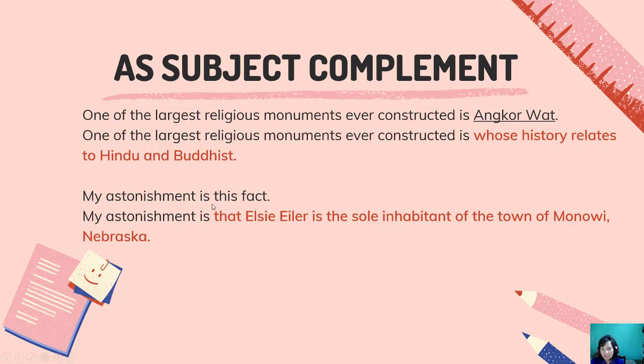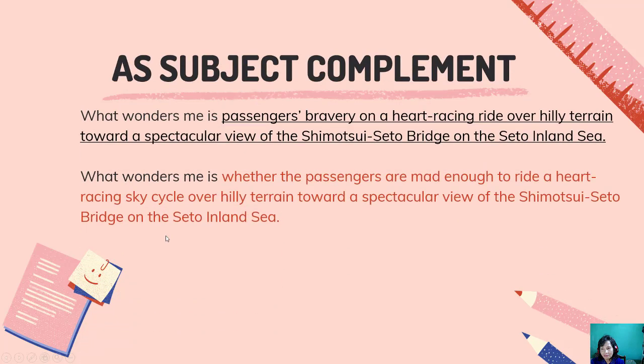My astonishment is this fact. My astonishment is that Elsie Eiler is the sole inhabitant of the town of Monowi, Nebraska. So it is replaced. Another: I want to show you in this last example that you can have whether instead of a WH question.